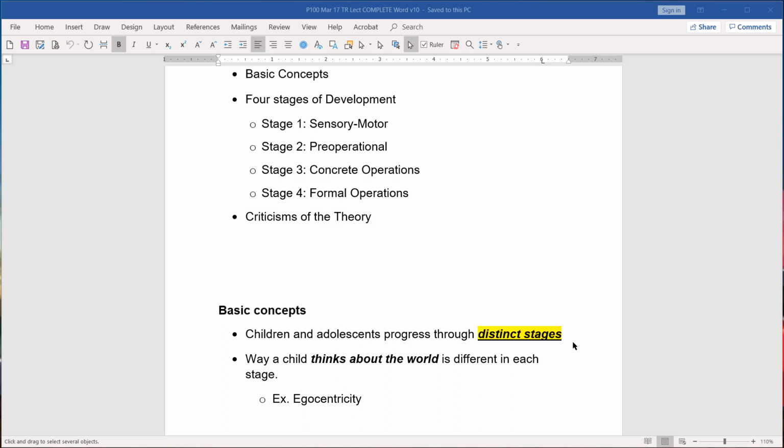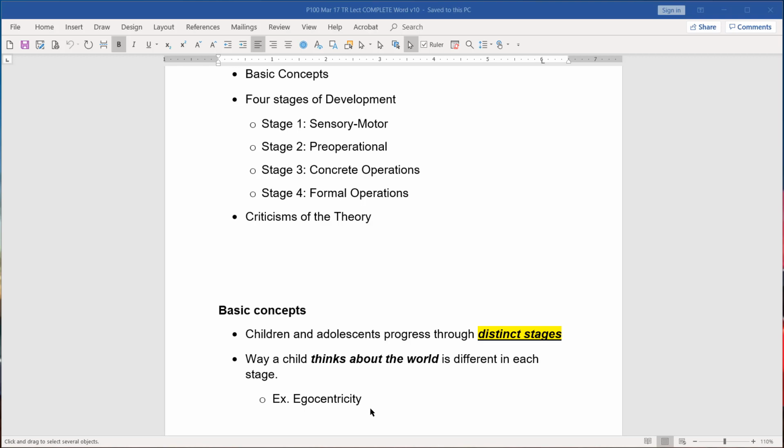It's not just the question of us becoming more intelligent as we get older. Piaget acknowledges that, but he says there's more to it than just getting more intelligent. He says that qualitatively, the way that we think about the world is different as we move through these 4 stages. I have as an example here egocentricity. I'm going to talk about egocentricity a little bit later in the lecture. I give you a definition for it at that time.